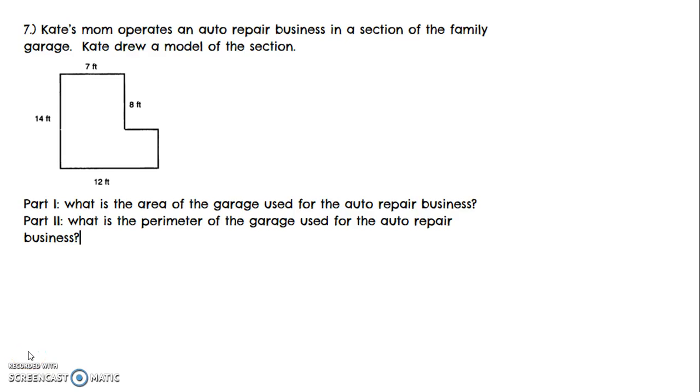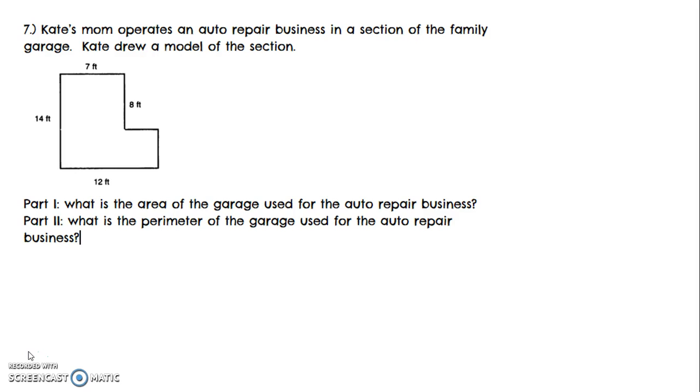This video is to help you with number 7 on CR Helper number 28. Number 7 on your CR is a problem that involves finding the area and the perimeter of a figure. So that's what we're going to do with this helper problem. Let's read the problem over.